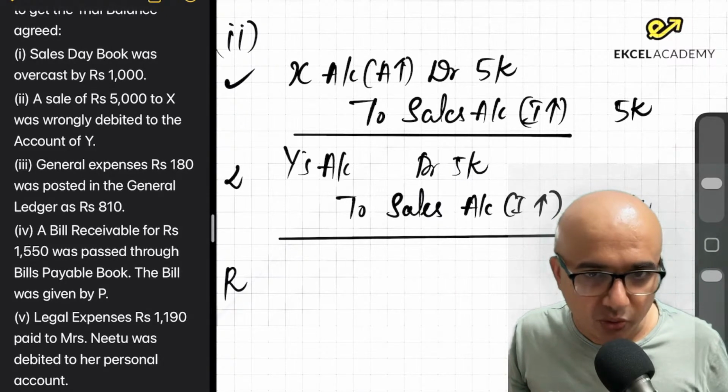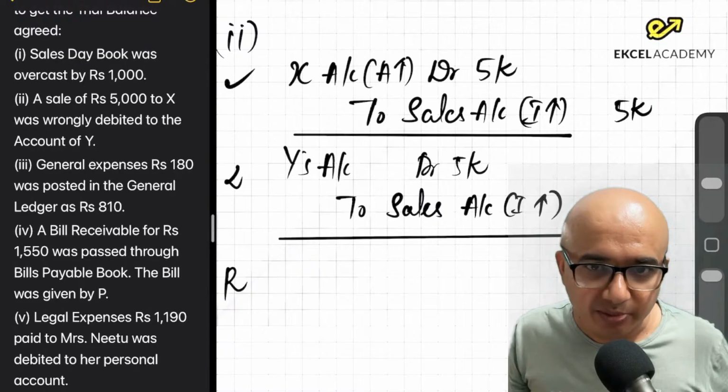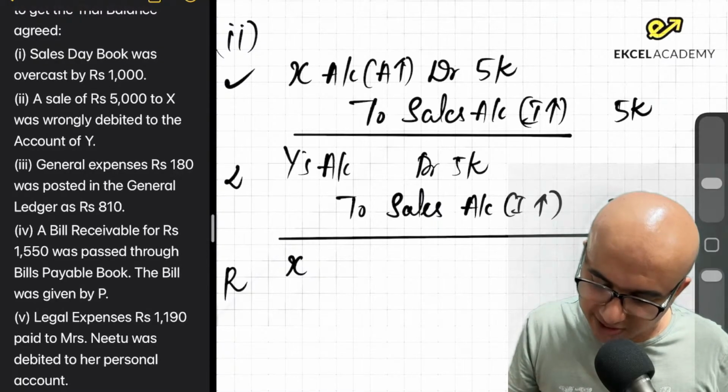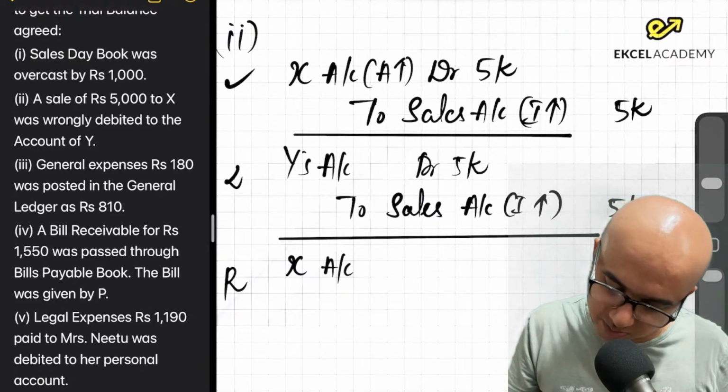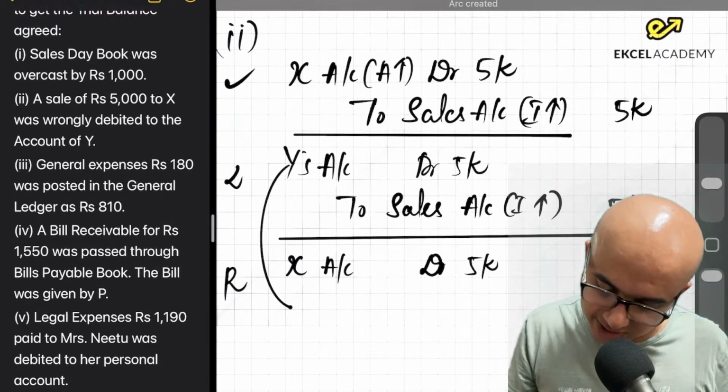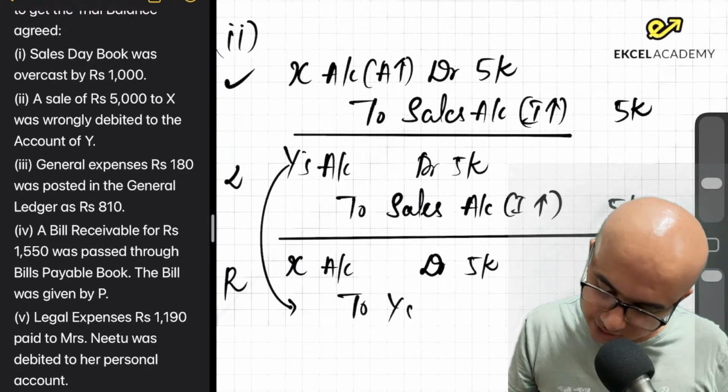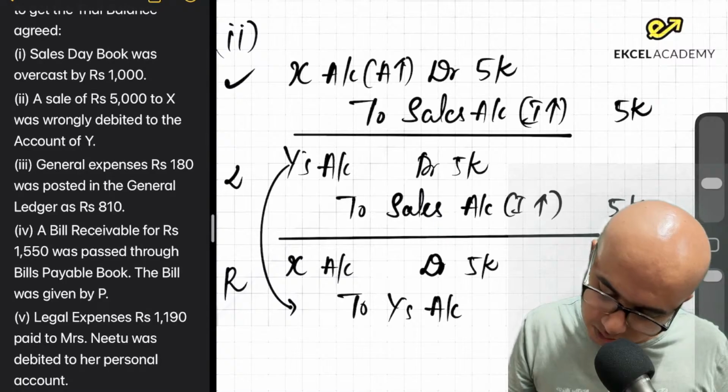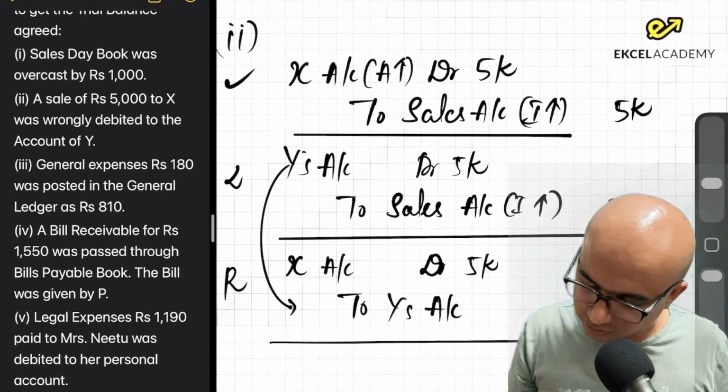There is a wrong debit to Y and there is a missing debit to X. So give the missing X debit first. X account debit 5k, and reverse this by crediting Y's account 5k. Simple. That's all. Nothing much to do here.